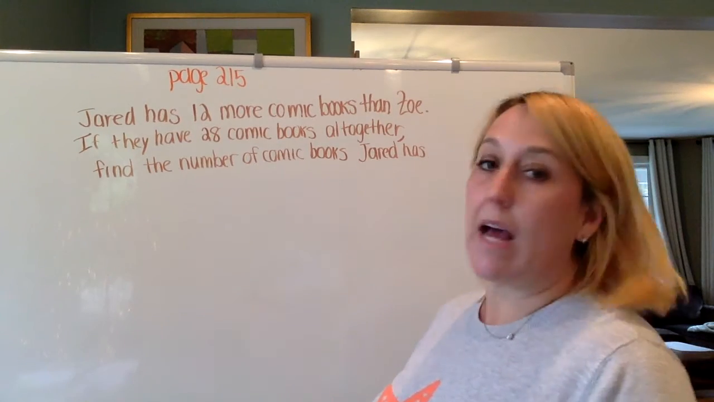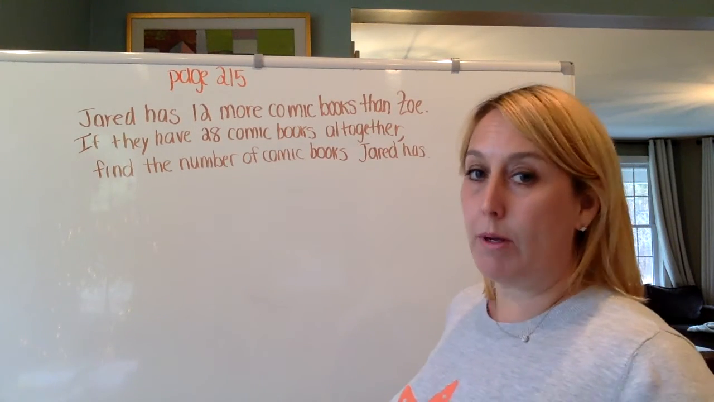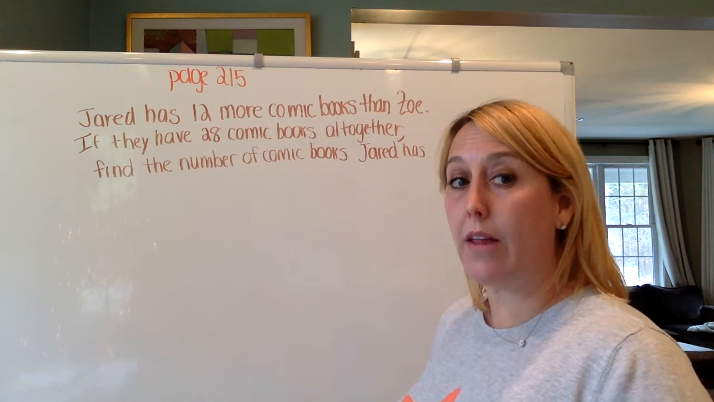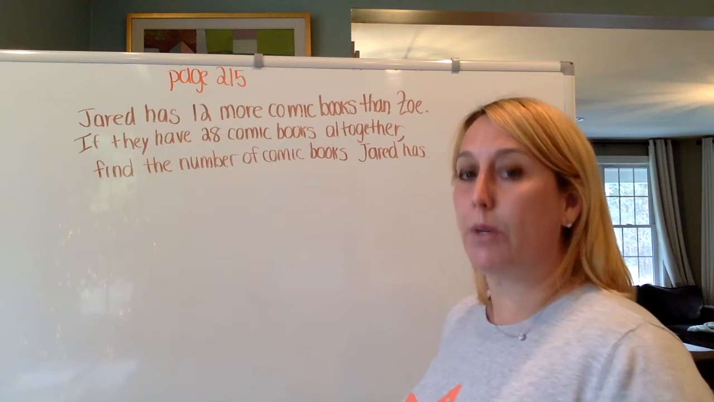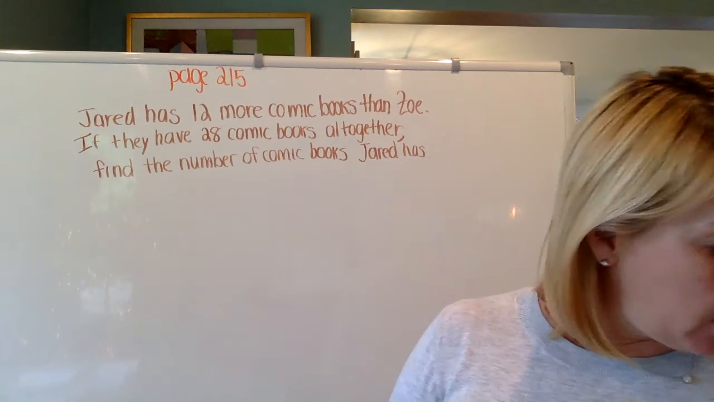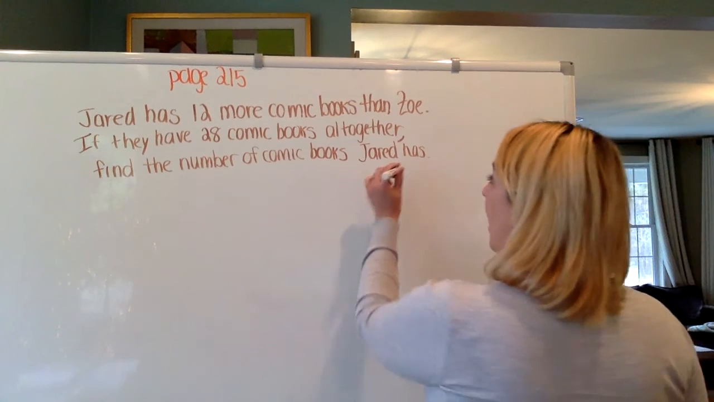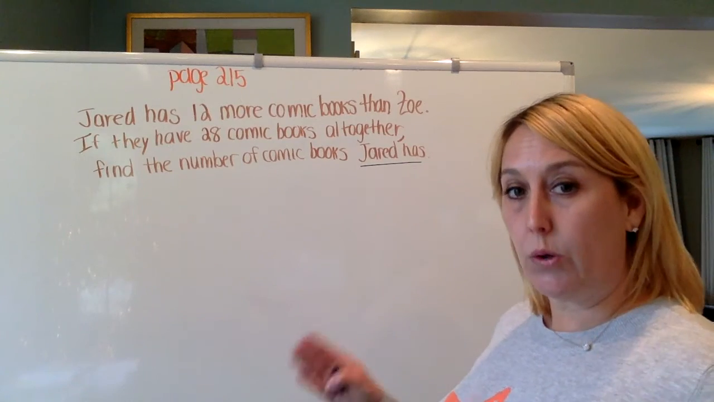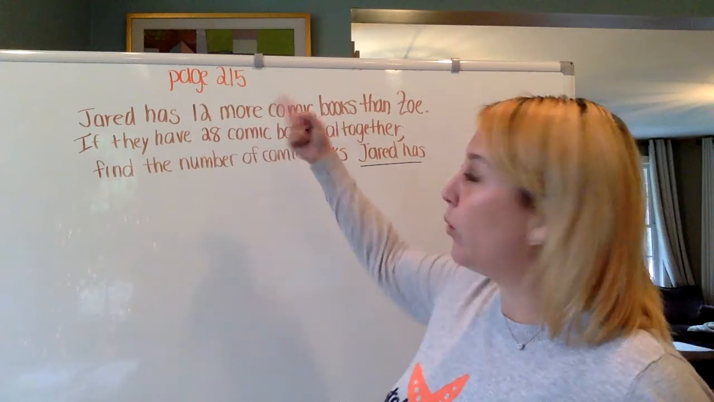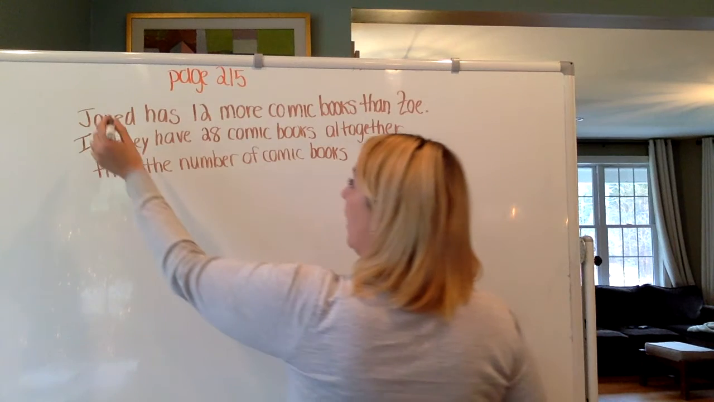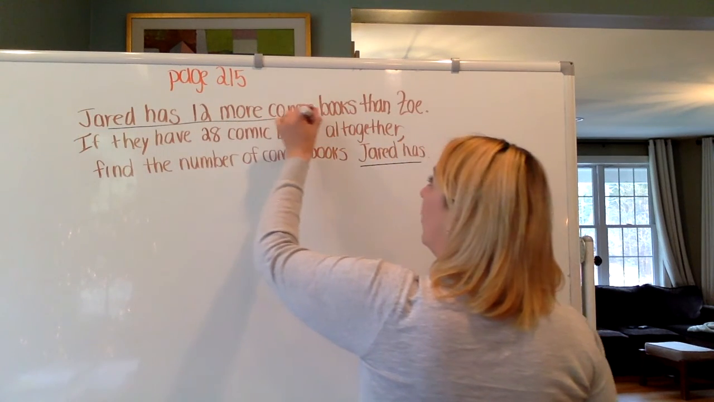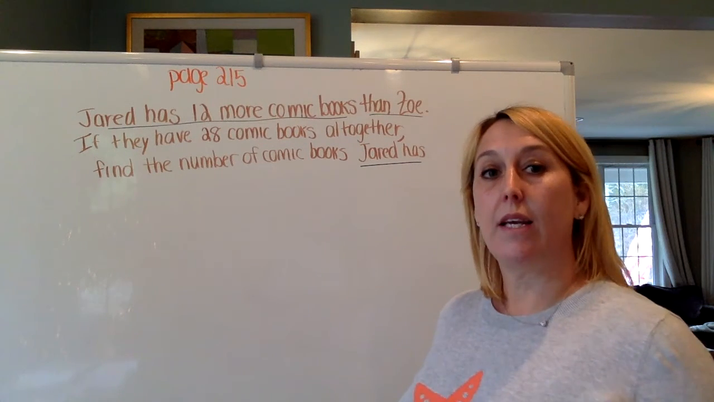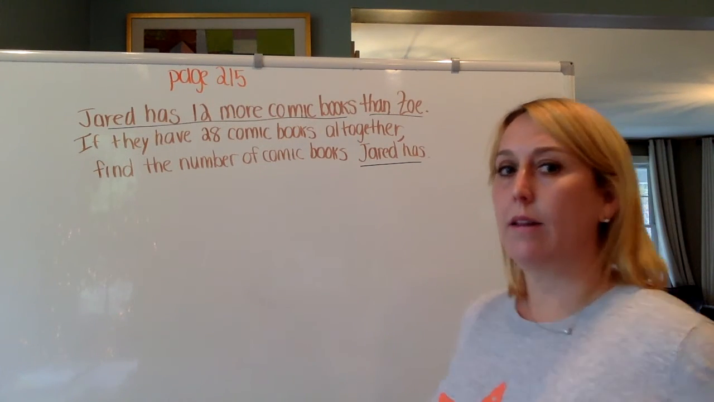So Jared has 12 more comic books than Zoe. If they have 28 comic books altogether, find the number of comic books that Jared has. So what we're solving for is how many comic books Jared has. That's our end goal. What information do we have? Well, we know that Jared has 12 more than Zoe.